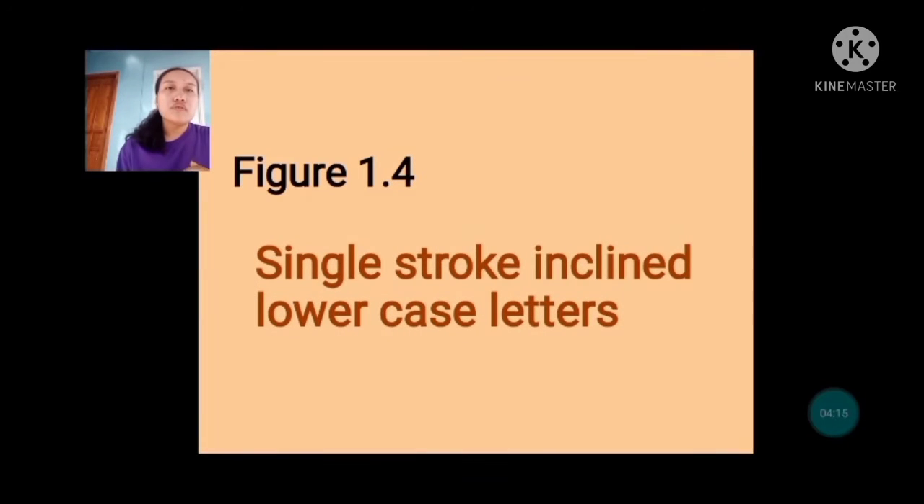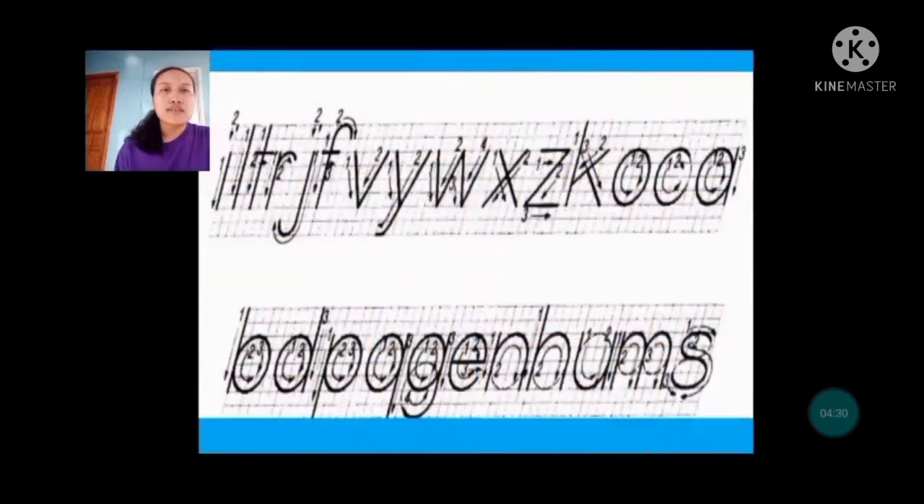So now, figure 1.4. This is a single stroke inclined lowercase letters. So this is an example of single stroke inclined lowercase letters. It is the same as the previous one, but the difference is that it is slanted. The previous one was straight. So these are small letters. The previous one is big letters.